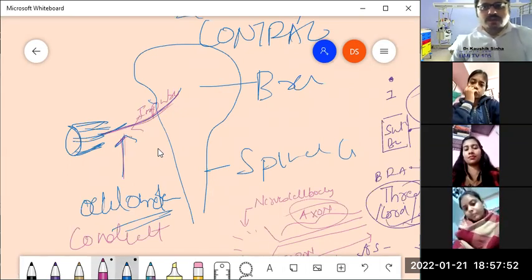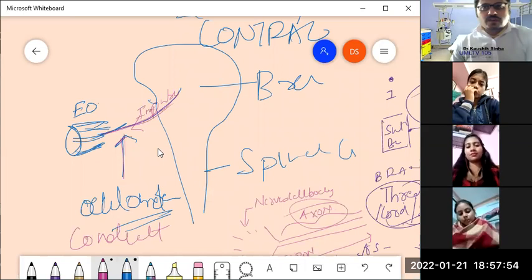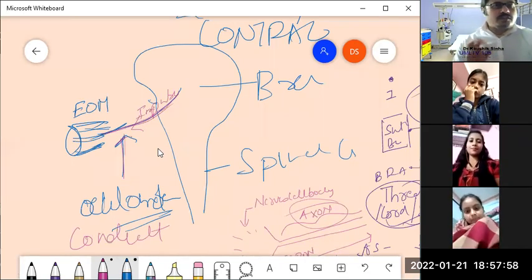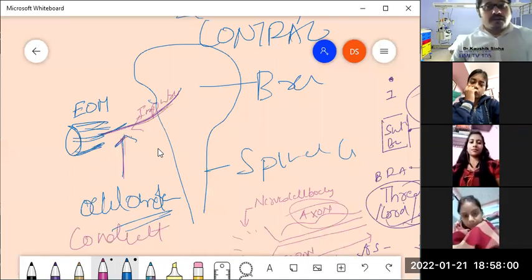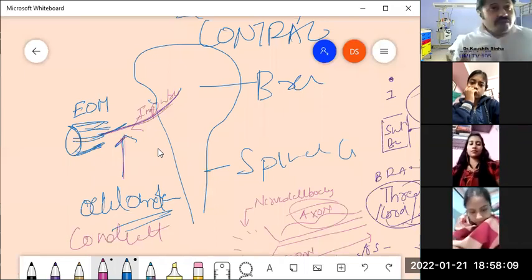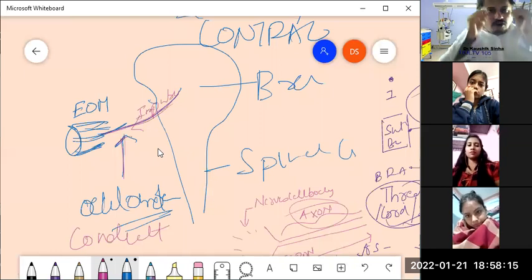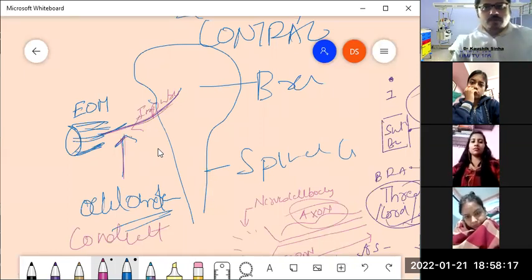Which muscles are these? These are known as extraocular muscles. I'm not going into the details of extraocular muscles, but the result of this transmission is that individual extraocular muscles undergo contraction. And what do we see? We see that the eyes are moving, up, down movement or sideways movement. All these movements are possible because of the contractions of the muscles.